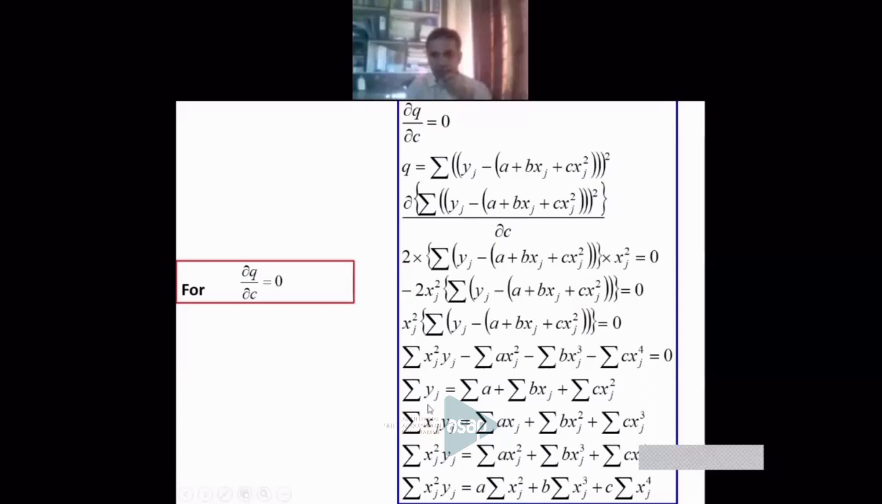We've got three equations made available to assess a, b, and c, because you have three unknown constants of your parabolic equation that need to be determined, for which you require three equations, which are already made available: ∂Q/∂A, ∂Q/∂B, and ∂Q/∂C.